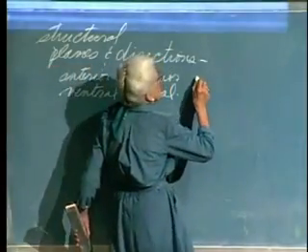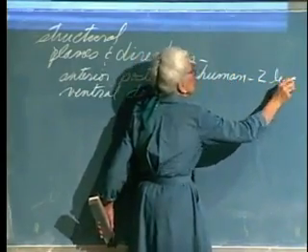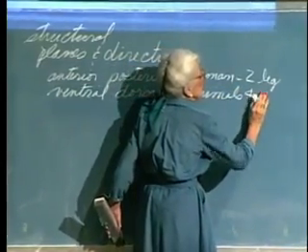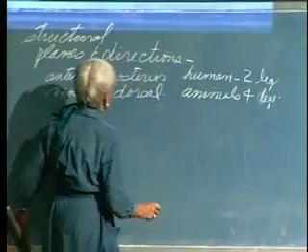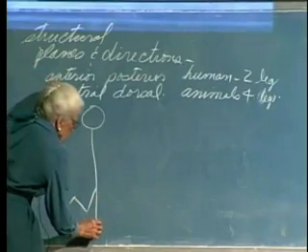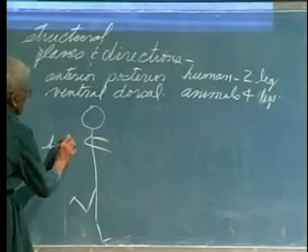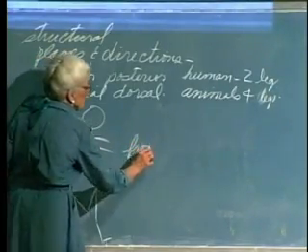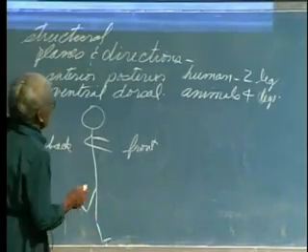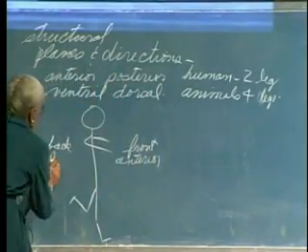If we take the human, of course we have 2 legs, animals, 4. So if we look at the human, and this is back, and this is front. We've had the anatomical position. This will be anterior, front, and back will be posterior.